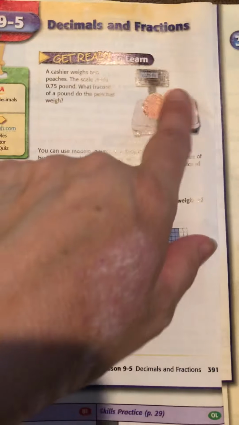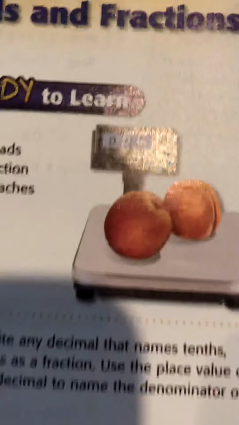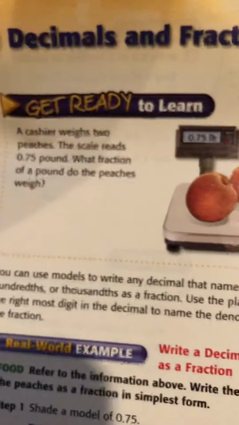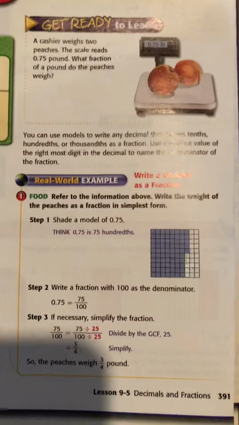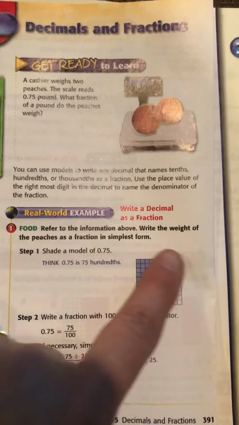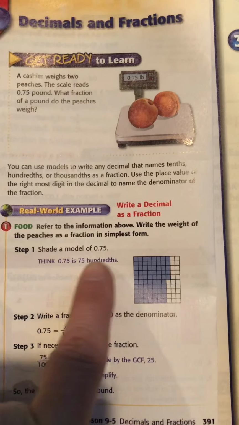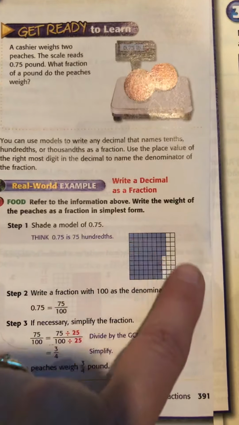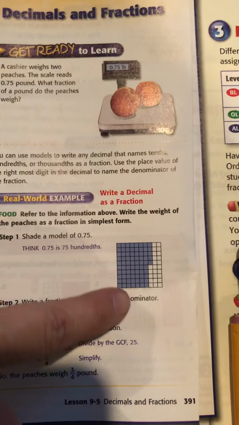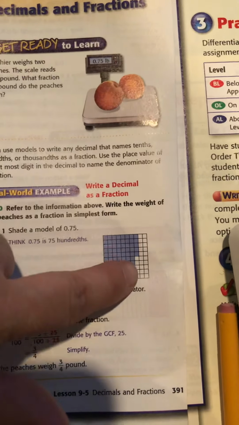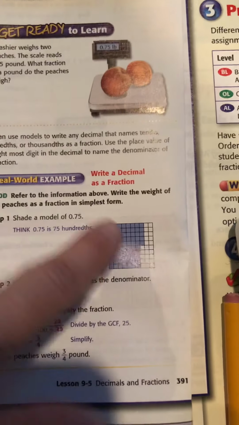So here this person is weighing the peaches, 2 peaches, and the scale says 0.75 of a pound, or 75 hundredths. And so they show what that looks like here. So 0.75, we want to think of as 75 hundredths. If this is divided into 100 little pieces, and I'm going to count 75 of them. So that's 10, 10, 10, 10, 10, 10, and then 5. So 75 out of 100.